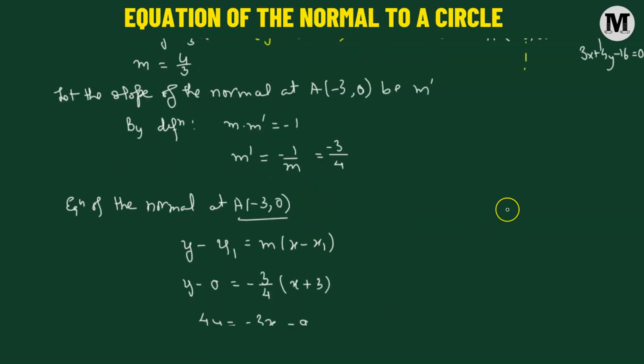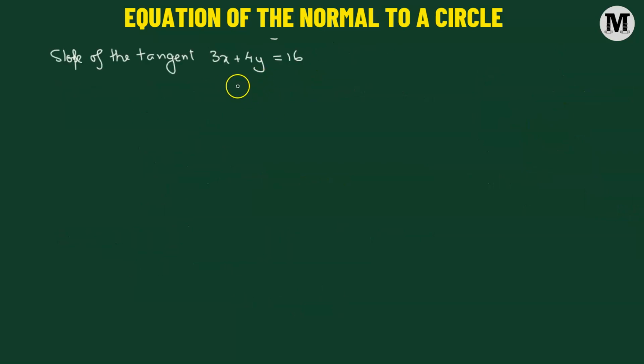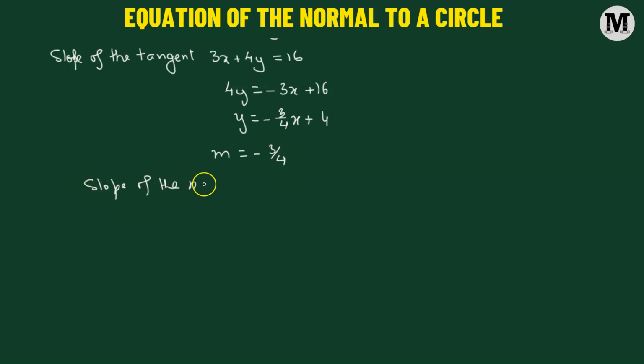We'll keep it aside. Now what we'll do, we'll try to find out the equation of the normal through the point 4, comma 1 using the equation of the tangent line 3x plus 4y minus 16 equals to 0. So we have the tangent equation given to us. We will rewrite it in the slope-intercept form. So 4y equals to negative 3x plus 16, dividing by 4, we get y equals to negative 3 over 4 x plus 4. So here the slope comes out to be negative 3 over 4. That means the slope of the normal will be equals to negative 1 over m, which gives us the value positive 4 over 3.